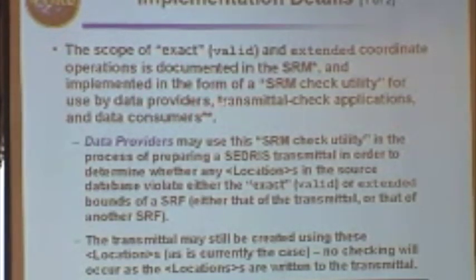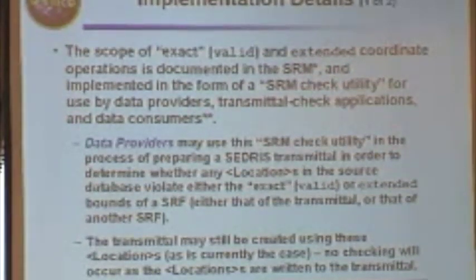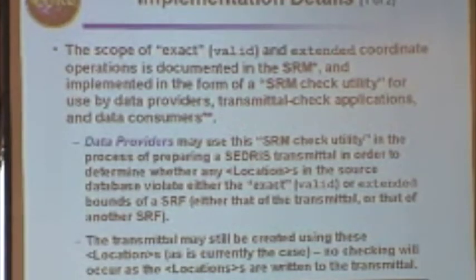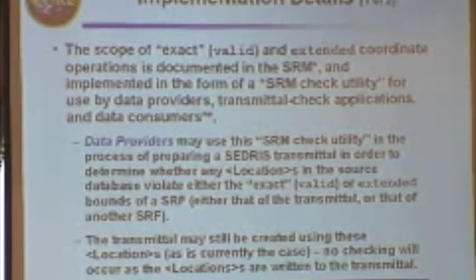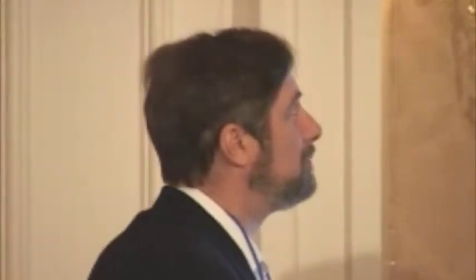Defining where the extended coordinates is, Ralph talked about that, and it gets to be pretty complex, but it's in the SRM. Well, that's not quite true. Definitions are in progress, and it's partially implemented. There are transmittal validators that may use the check utility to determine whether a SEDRIS transmittal has locations that are valid or not.